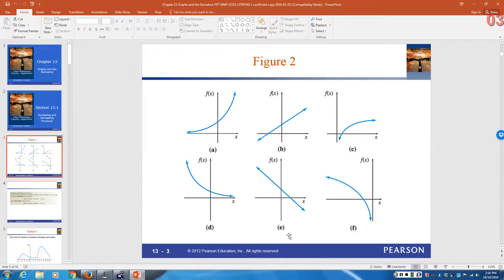What about graphs D, E, and F? Let's talk about them all at the same time. What do you say about them? They're all decreasing. In fact, this is decreasing just like this was increasing at a constantly decreasing rate. This is decreasing at a constant rate. Its rate of change remains the same. This is constantly decreasing, but it decreases more and more as you go further and further.